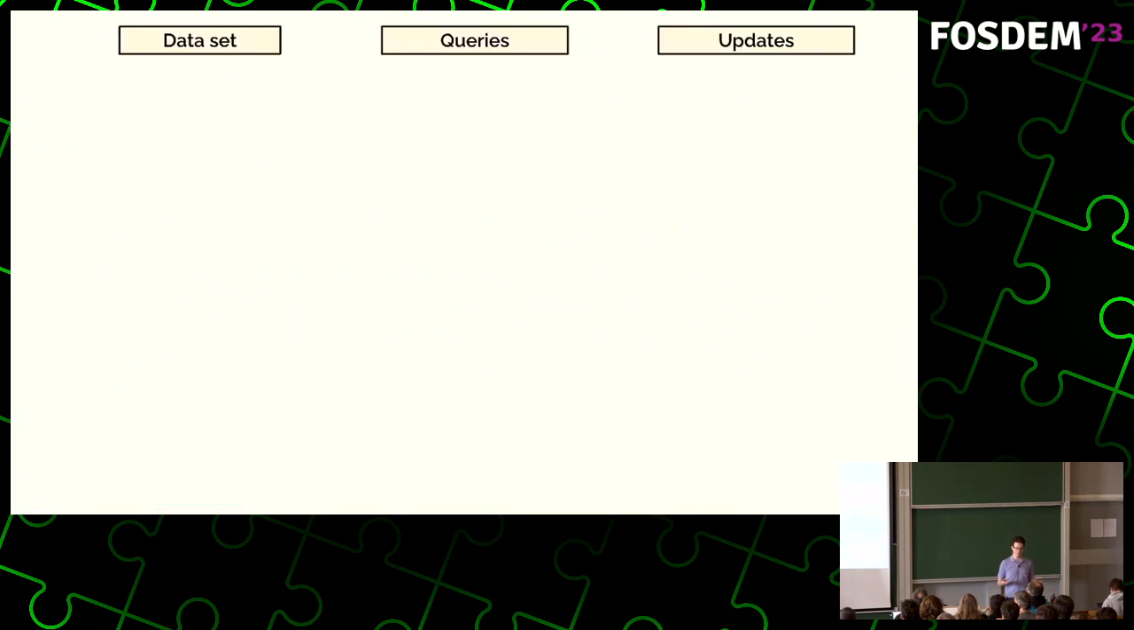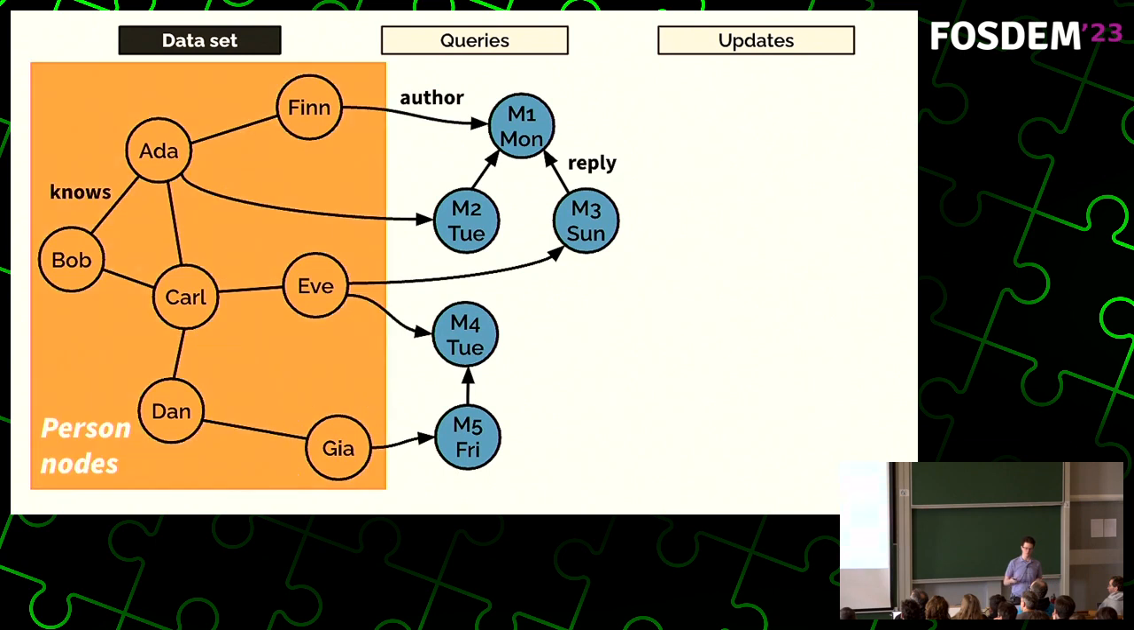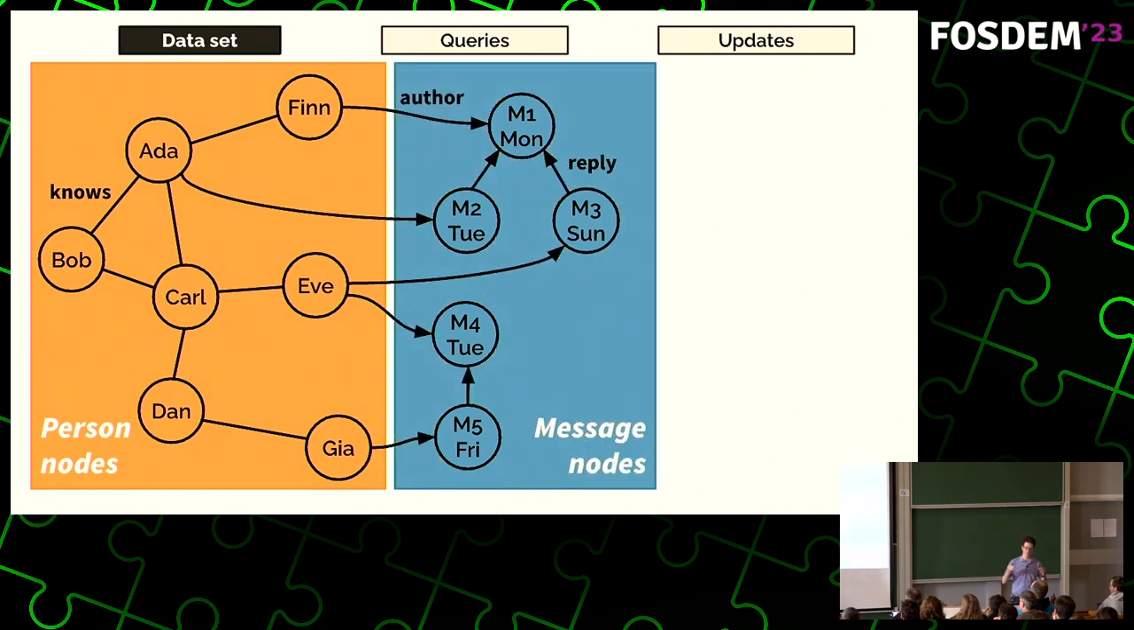Let's go through this benchmark by a series of examples. I will touch on datasets, queries, and updates that we use in this benchmark. As the name social network benchmark suggests, we have a social network that consists of person nodes who know each other via a distribution that mimics the real Facebook social network. The content that these people create is messages. These form little tree-shaped subgraphs and are connected via author edges to the people.